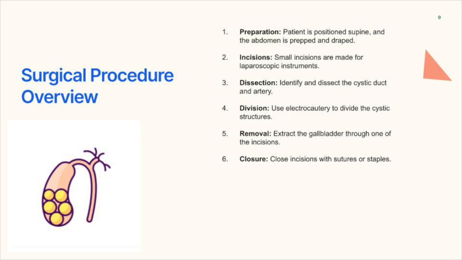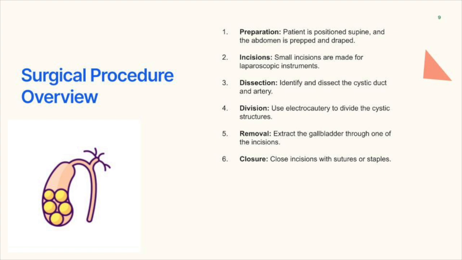Surgical procedure overview. 1. Preparation: the patient is positioned supine and the abdomen is prepped and draped. 2. Incision: small incisions are made for laparoscopic instruments. 3. Dissection: identify and dissect the cystic duct and artery. 4. Division: use electrocautery to divide the cystic structures.